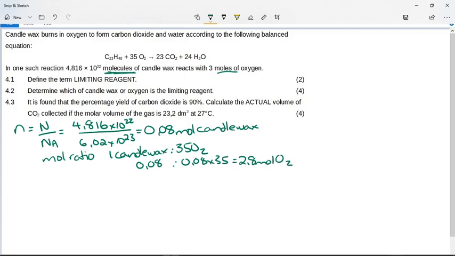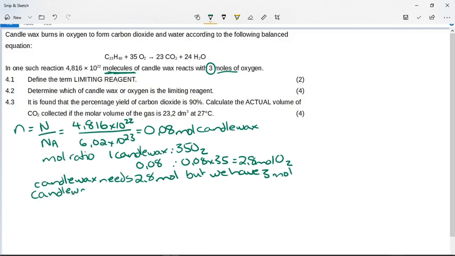So if we have a look here, it says to you there are 3 moles of oxygen. So the candle wax only needs 2,8 moles of oxygen. Okay, but we have 3. So if we have 3 oxygen and the candle wax only needs 2,8, that means the candle wax is limiting because it's in the smallest amount. So now the candle wax is controlling everything in this chemical reaction because it is my limiting reagent. Okay, so let's have a look what happens next, because this is pretty straightforward. You just found the moles, you looked at the mole ratio, you figured out we've got more oxygen than we need, so oxygen is in excess, and if oxygen is in excess, candle wax is limiting.